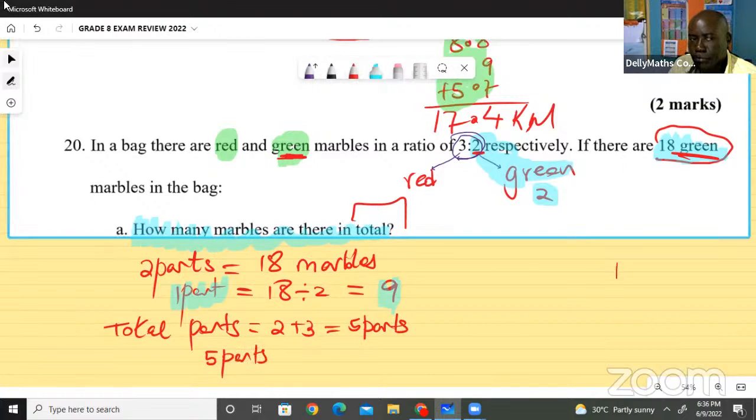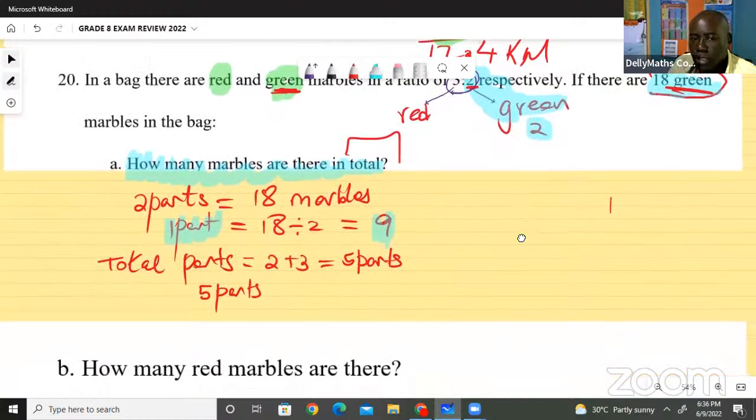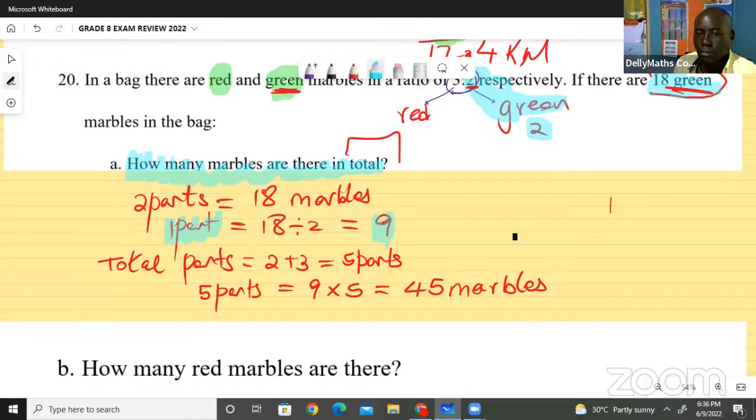So we're going to work this 2 ways. One way we could work this out is to understand that if the total is 5 parts, then I could say 9 times 5. Why did I get 9? Because 1 part is 9, and I need 5 parts. So I'm going to say 9 times 5, which is 45. That means we're dealing with 45 marbles overall. Now, we understand that there are 45 marbles.